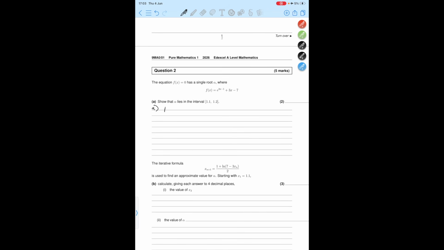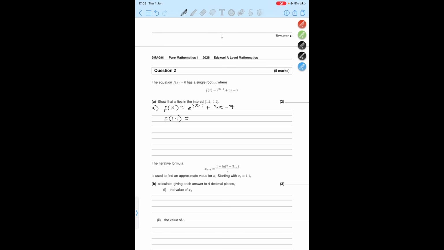We've got an equation here. I'm not sure why, but I always have a habit of just writing it out again. We have to show that alpha lies within the interval 1.1 to 1.2. The main way to do this is to calculate the function at each endpoint of the interval. So let's calculate f(1.1) here.